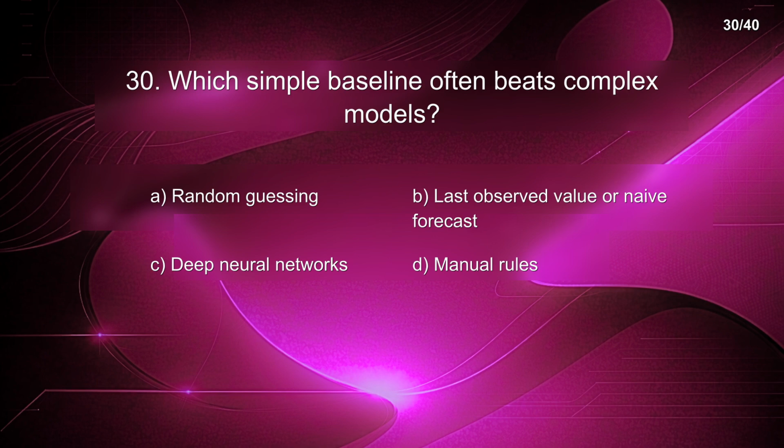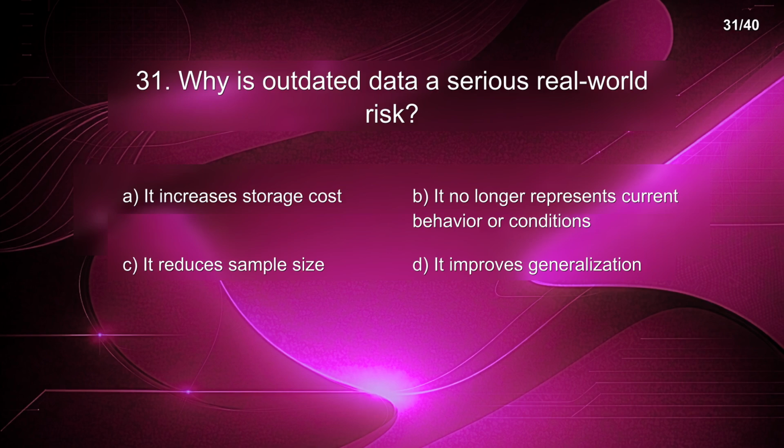Correct answer is B. Last observed value or naive forecast. 31st question. Why is outdated data a serious real-world risk? A. It increases storage cost. B. It no longer represents current behavior or conditions. C. It reduces sample size. D. It improves generalization.